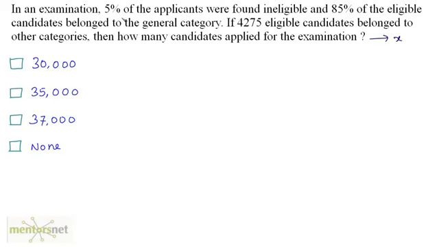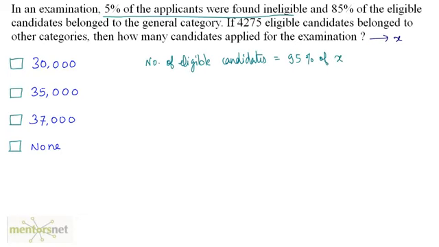Now let us find out how many percent of the total candidates were eligible. Well, it is given that 5% of the applicants were ineligible, which means that if there are 100% of applicants, out of that 5% applicants are ineligible, which means that the other 95% of those applicants are eligible. So number of eligible candidates will be equal to 95% of X, isn't it?